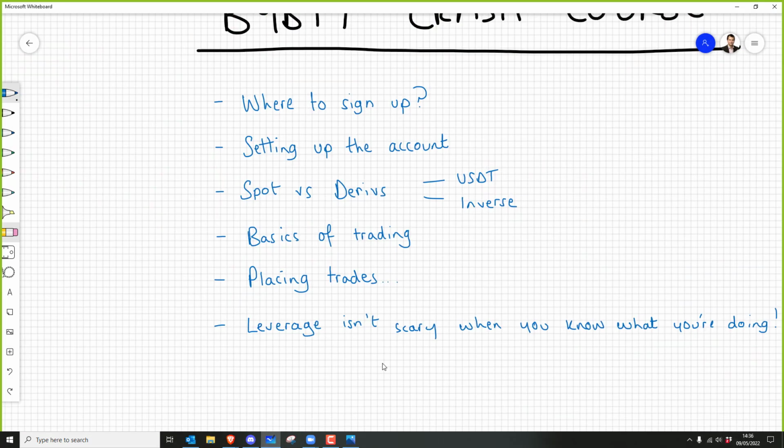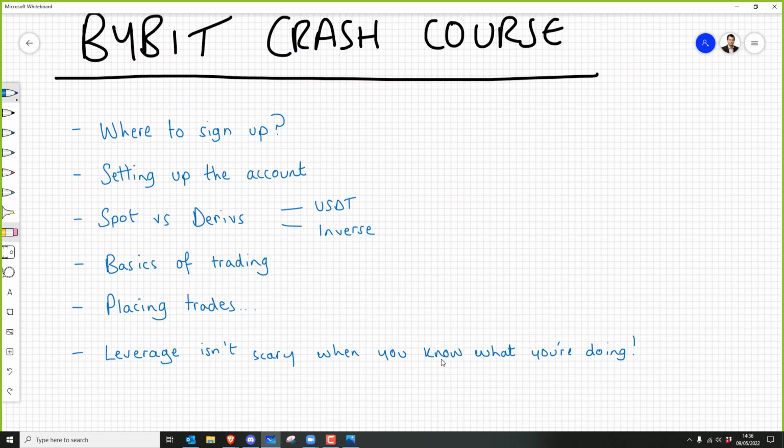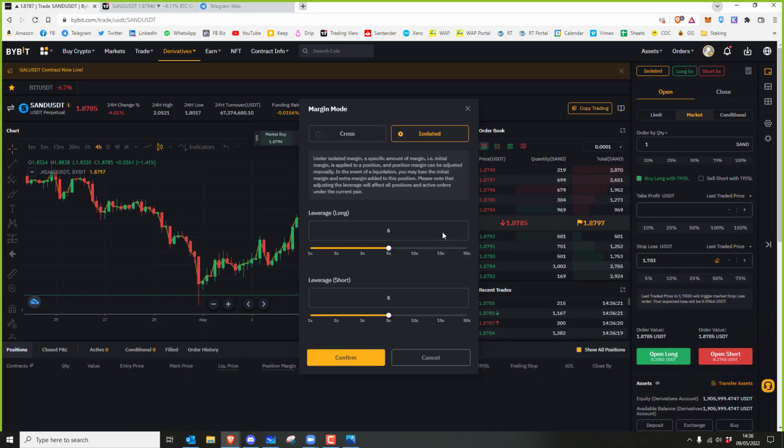Now, this is sort of jumping forwards to why leverage isn't scary when you know what you're doing. A lot of people will look at the amount of leverage you can place with this trade, up to 50x leverage or 2x leverage, etc. But it's a bit of a misnomer. The leverage basically dictates how much margin your account will stump up to place that trade. That's it. So if you were to whack it up to 50x, you'll be able to place really huge trades, but with not much money in your account.